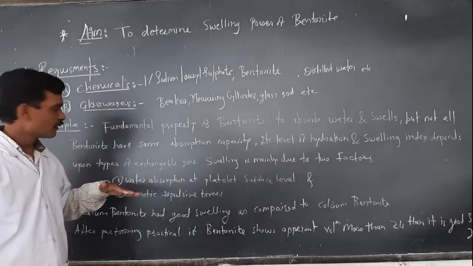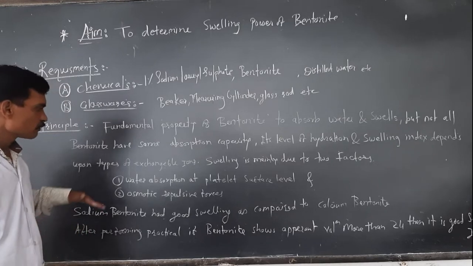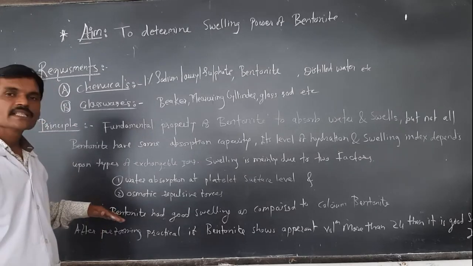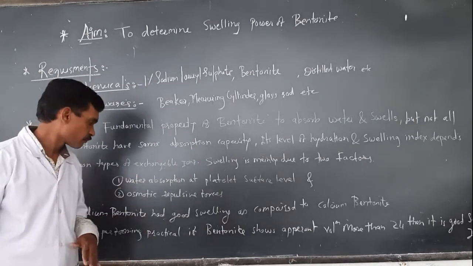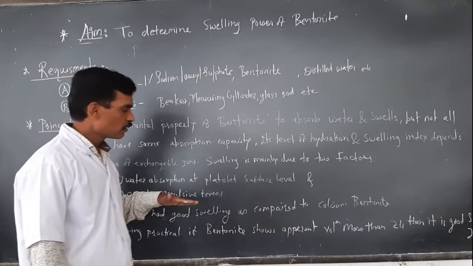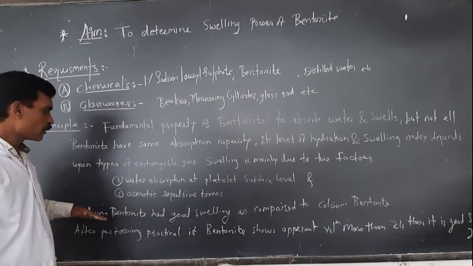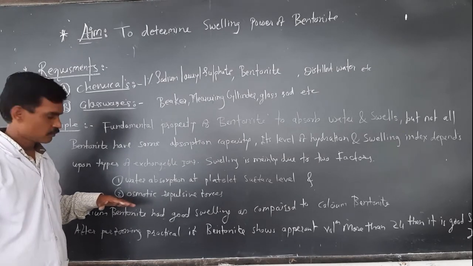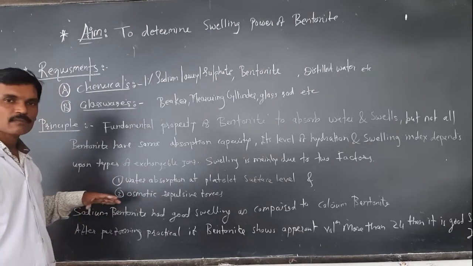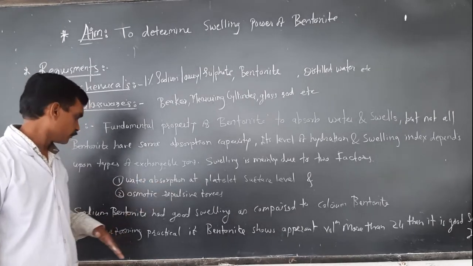There are two major factors which govern the swelling of bentonites. First factor is water absorption at platelet surface level. Second one is osmotic repulsive forces. Now remember that sodium bentonite has good swelling as compared to calcium bentonite, because sodium bentonite has less repulsive forces at the platelet level, and that will absorb much more water and get good swelling.